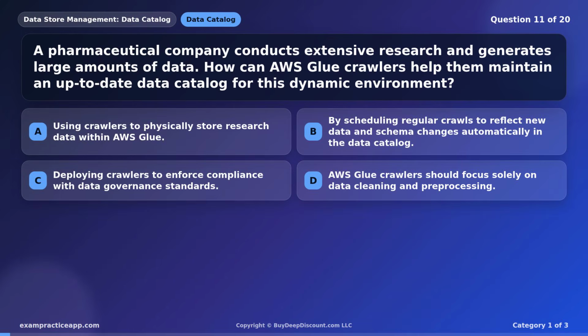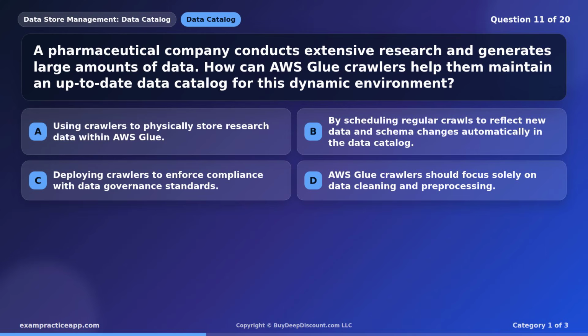Question 11. A pharmaceutical company conducts extensive research and generates large amounts of data. How can AWS Glue crawlers help them maintain an up-to-date data catalog for this dynamic environment? Option A. Using crawlers to physically store research data within AWS Glue. Option B. By scheduling regular crawls to reflect new data and schema changes automatically in the data catalog.